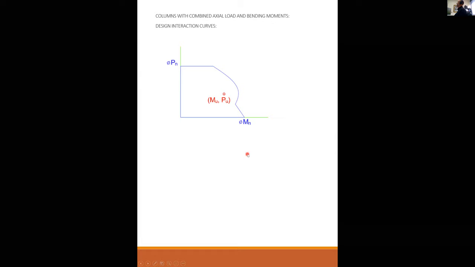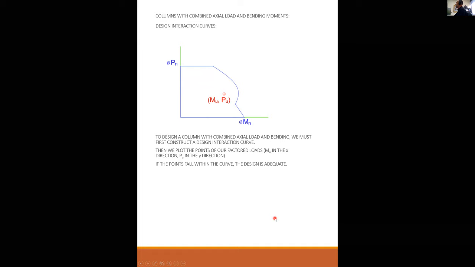All right, so design interaction curves. Our whole job is to create this blue curve. When we design a column with combined axial and bending, we must first construct a design interaction curve. So we create this blue shape. Then we plot the points of our factored loads, Mu in the x direction, Pu in the y direction. So you go over Mu, you go up Pu, and you plot that point. If the point falls inside the curve, then the design is fine. If the point lands outside of the curve, the design is unacceptable. Okay, so this is how we do column design.